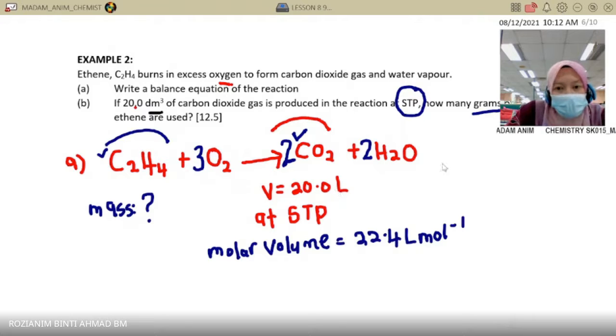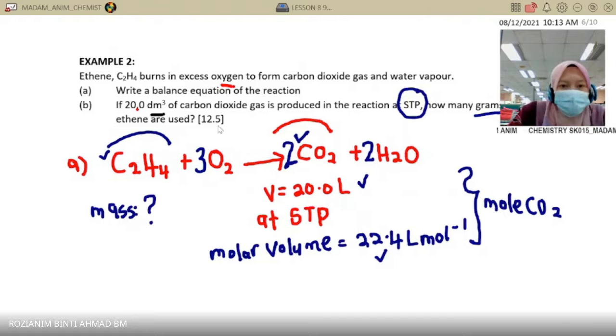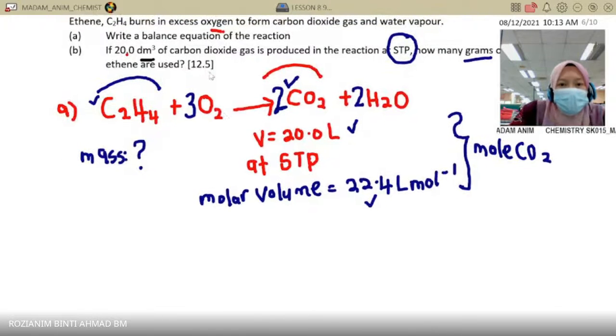So what should you do first? The relationship of volume and molar volume. What value can we find there, Lina? We have the volume of carbon dioxide, and that volume is collected at standard temperature and pressure, 22.4. From the relationship between the two data here, what measurement can we find? Lina, we can calculate. Yes, correct. We can calculate the mole. Mole of what? Mole of carbon dioxide. So this is our first step. Okay, so what do we do now? We first calculate the mole of the carbon dioxide.